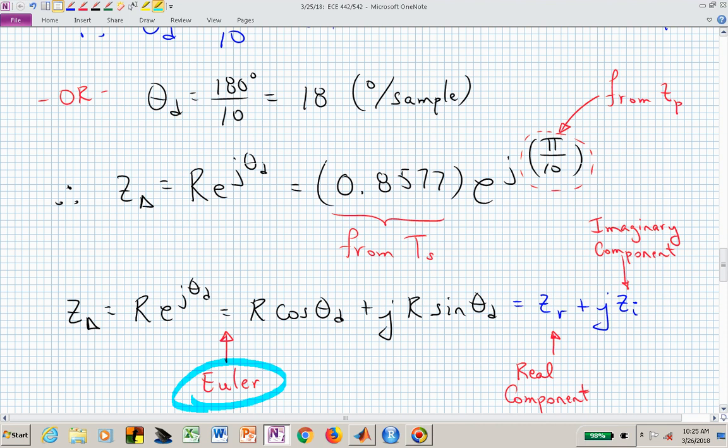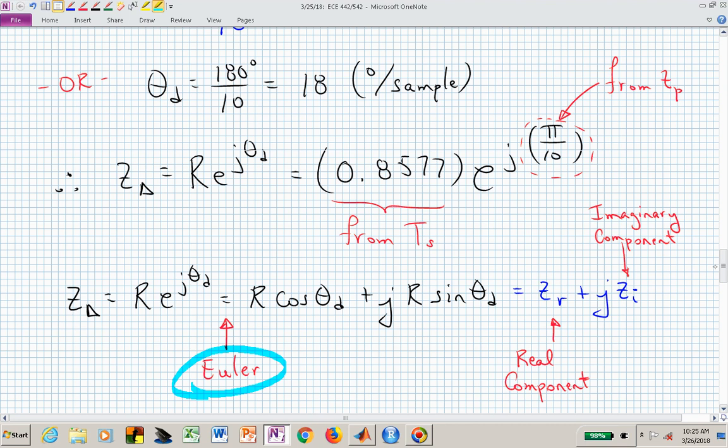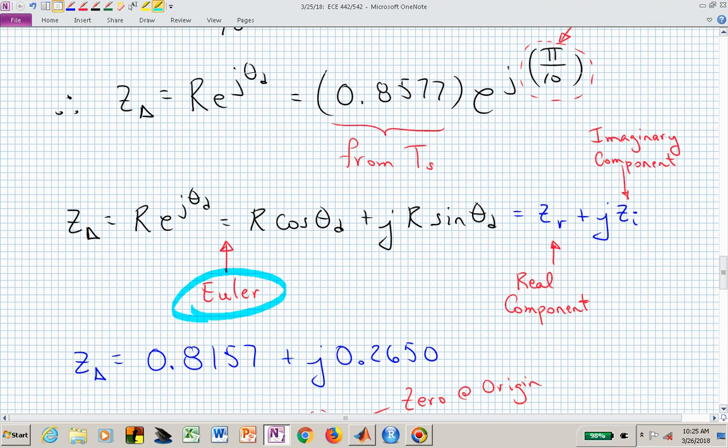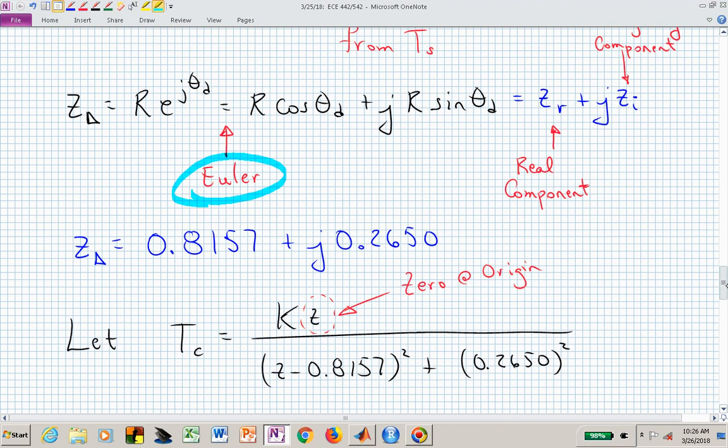And the real component, which I might label z sub r, is capital R cosine of theta sub d. And the imaginary component, z sub I, is capital R sine of theta sub d. Doing the math, we now end up with z sub d in rectangular form as 0.82 plus and minus, actually, we're going to have its twin, 0.26. That's going to be then the poles.